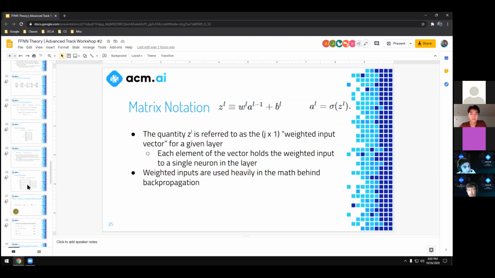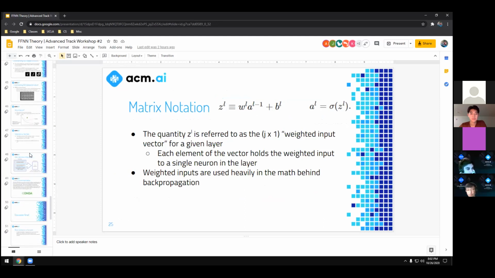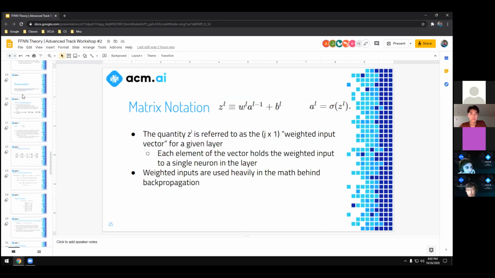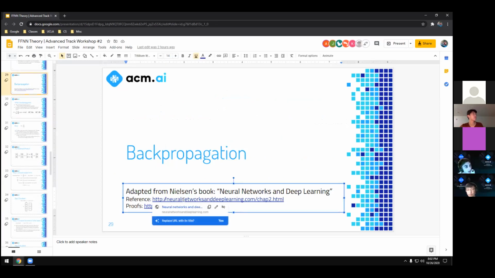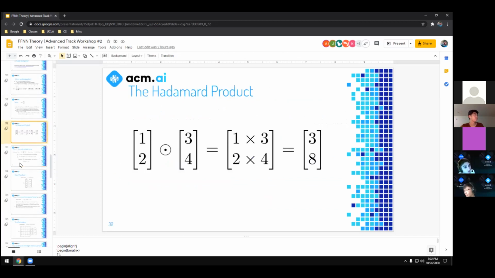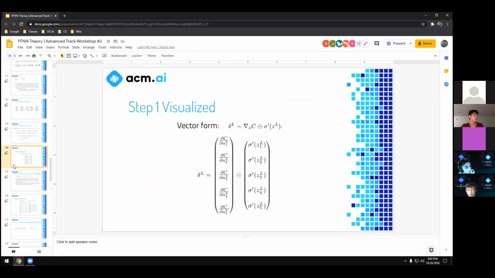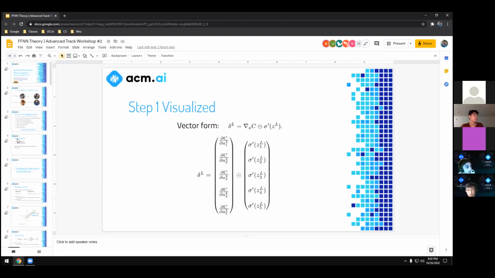And then last closing remarks. Sorry for going on, but last closing remarks. I highly recommend that you guys look at this reference, the Neural Networks and Deep Learning book. It is what these slides were adapted from, so it'll give you a much deeper understanding of this material. There is a link to the slides.